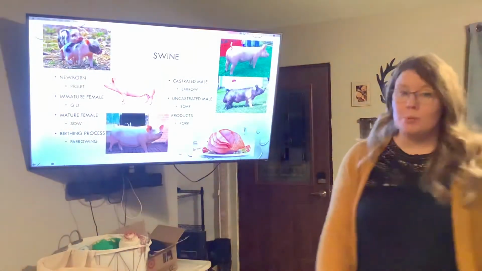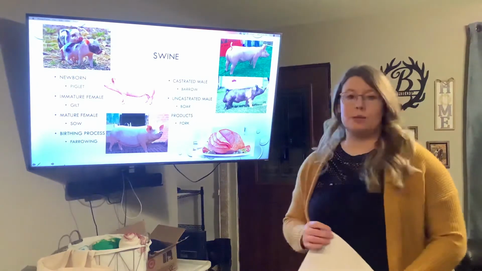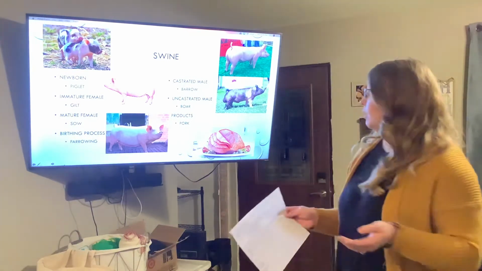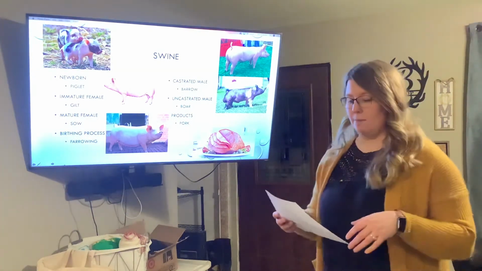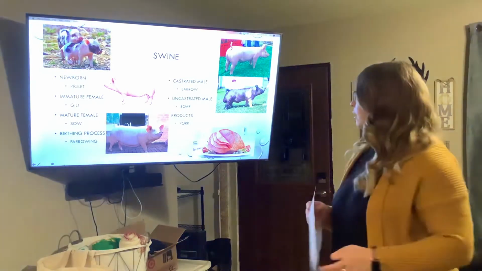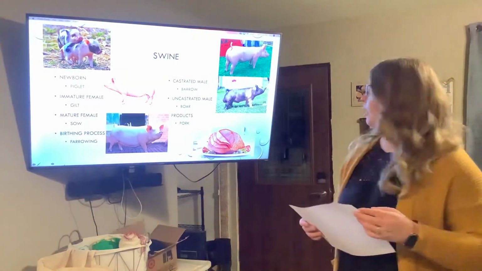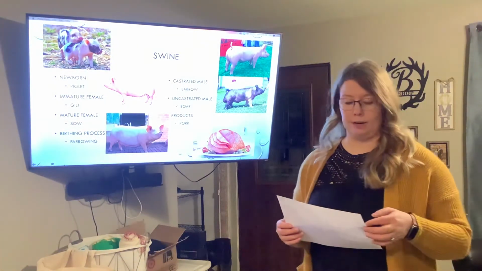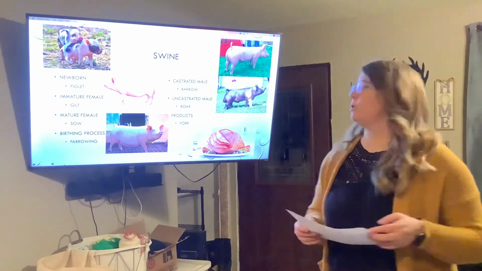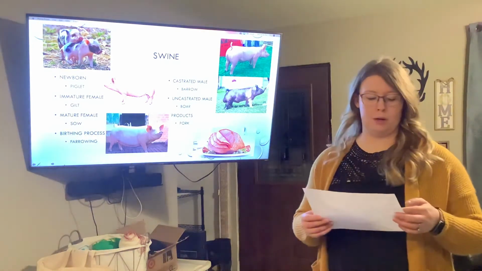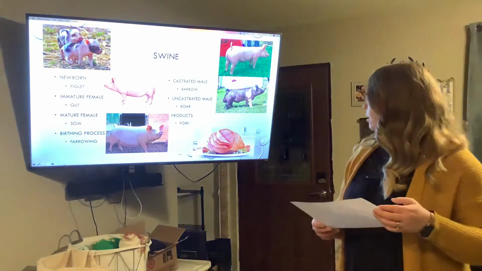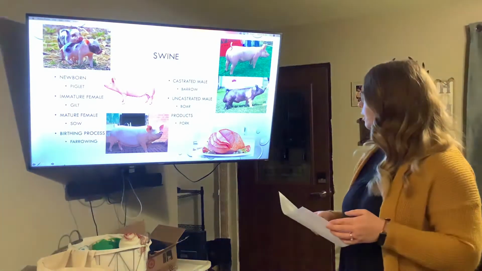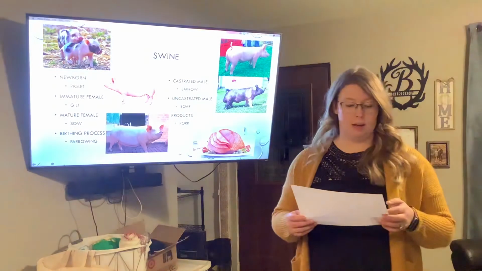So next I'm going to cover swine with you guys. This is something that's more popular in this area and is probably more well known by you guys. Not all of the terms, but most of them. So swine is the second one in. We'll start with the mature female, which is the sow. So again, a mature female is something that has produced offspring. The intact male, so the uncastrated, is a boar. Castrated male is a barrow. A young female, so one that has not produced offspring, is a gilt. A baby, a piglet.